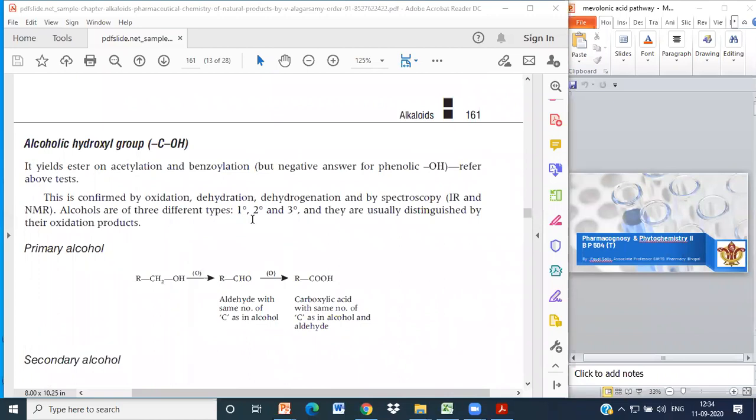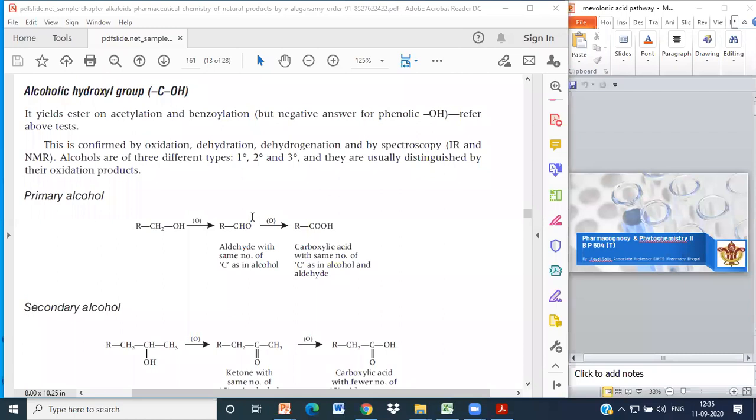In the next class, we are going to study the chemistry of alkaloid structure, and we are going to see how vincristine, since we have studied vinca as an alkaloidal drug, how the industrial production of vinca has to be done and how the structure has to be studied.